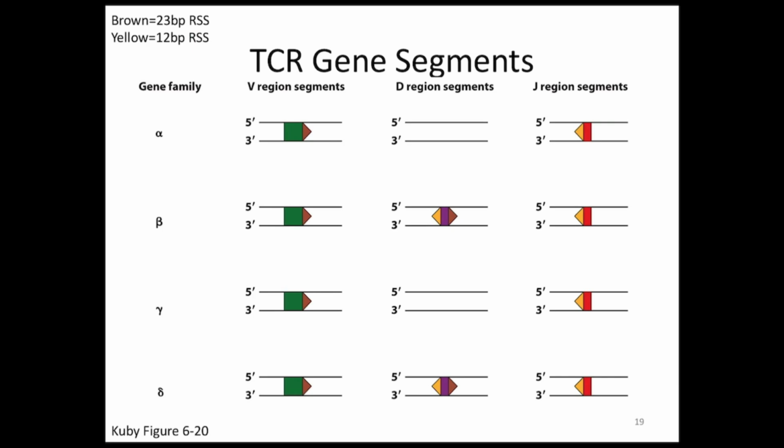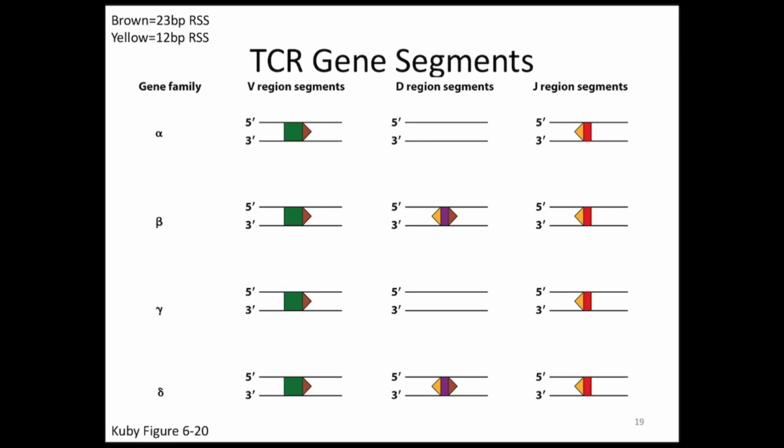You can see that beta is a heavy chain. You can also see that delta is a heavy chain. You can see that alpha is a light chain, and you can also see that gamma is a light chain. And our cell either puts together a beta heavy chain with an alpha light chain or a delta heavy chain with a gamma light chain. So basically the cell has a couple different choices here.